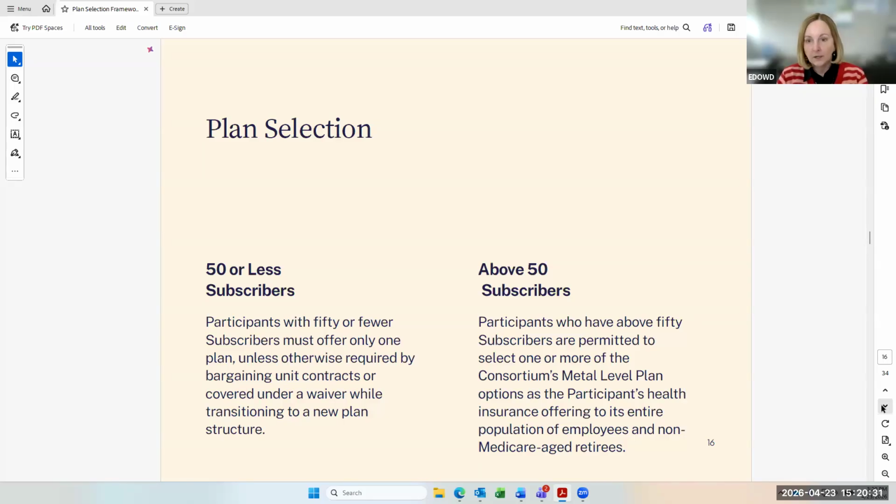If you're above 50 subscribers, we'd still love you in one plan, but you can select more plans the larger your municipality. And if you're selecting one or more plans, that would be one of the metal level plans that would be an option for you. We'd like your municipality to be in two plans for all active employees or non-Medicare aged retirees.